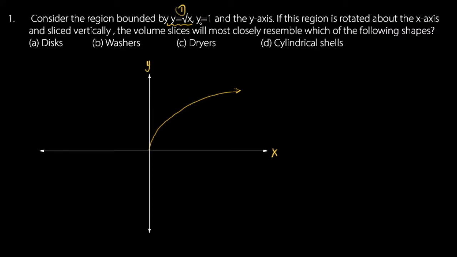Now the next one says y equals 1. So the region is also bounded by y equals 1. Let's say you have 1 here. Definitely y equals 1 is going to be this line that goes in this direction, something like this. And it says that the region is also bounded by the y-axis. That's the third boundary, and this is the y-axis here.